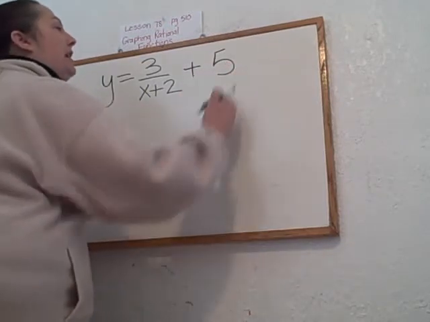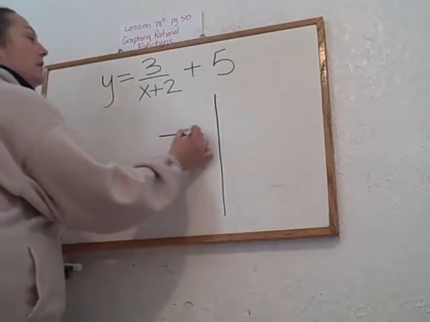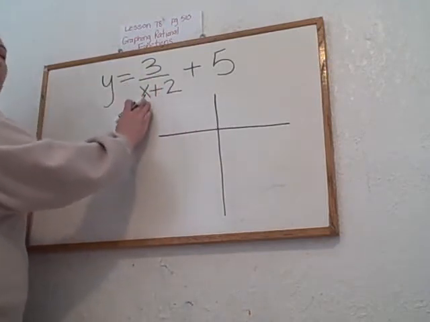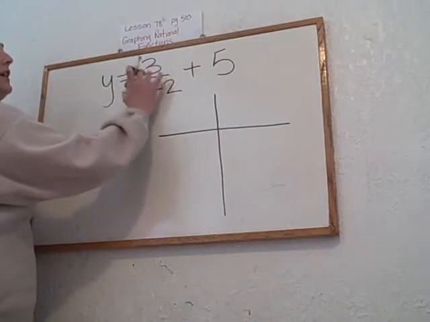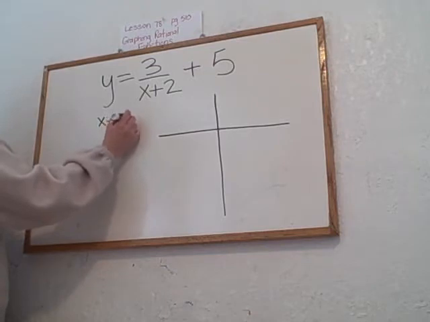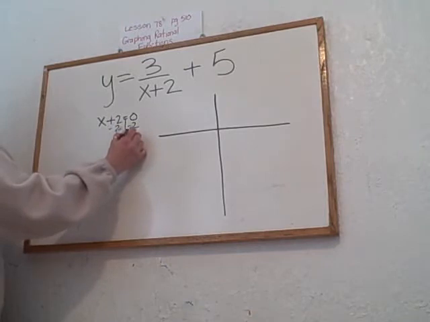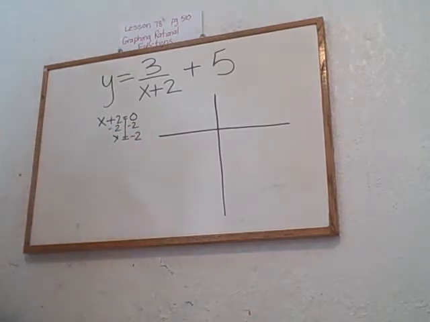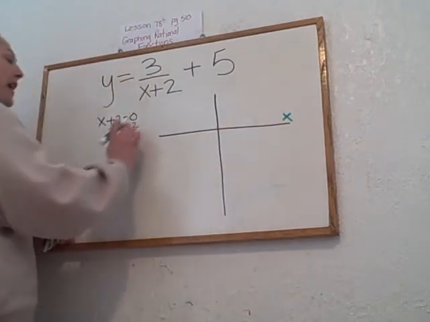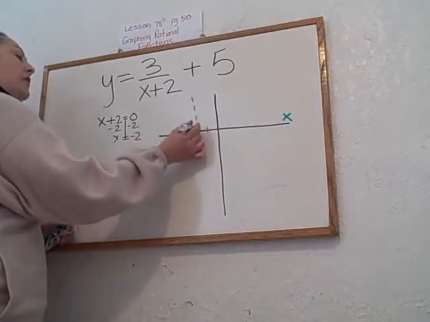Hopefully by now you're getting the hang of finding the asymptotes. I look at the denominator of the fraction that involves the variable, remembering the restriction that the 0 can never be in the denominator of the fraction. So I start off by saying x plus 2 is equal to 0. And solving for x, I get that x can never equal negative 2. That is my vertical asymptote. So on my x-axis, I find negative 2, and I draw a vertical line through it.